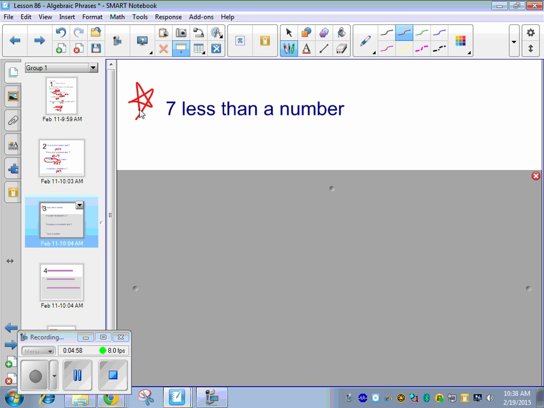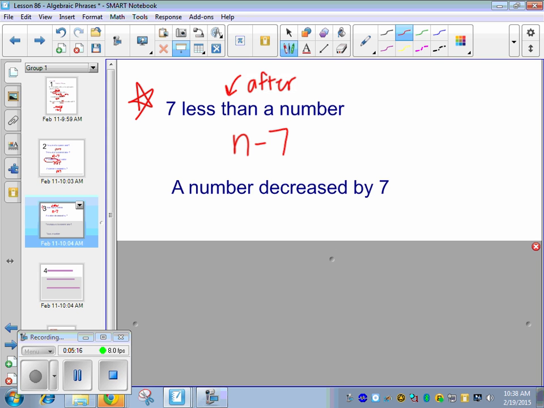It's like greater than, where it has to come after. So 7 less than a number, remember it goes after. Who thinks they could write this? Maddie? There you go. N minus 7. So it's not in order of the sentence. It goes after. Make sense? All right. A number decreased by 7. That goes in order of the sentence. Somebody who hasn't gone yet. Harrison? Yep, that's easy. N minus 7.